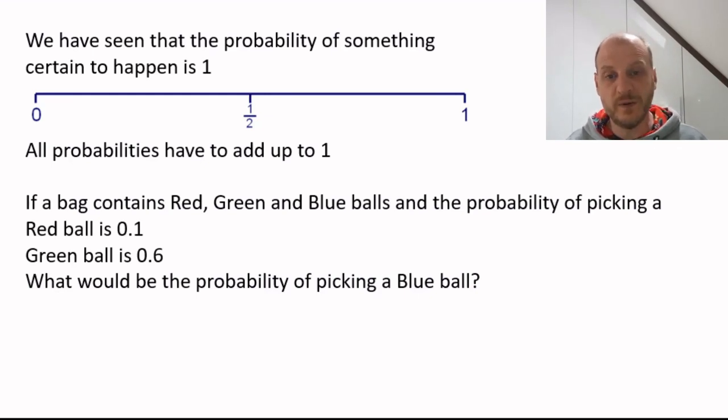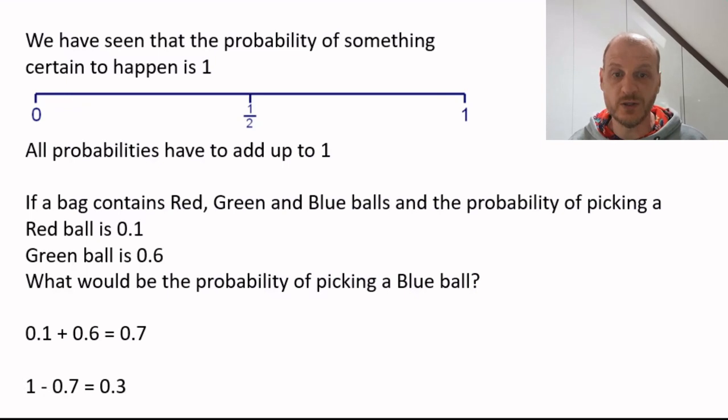So the probability of picking a red or a green, we're going to add those two together, so that's going to be 0.7. And if all probabilities have to add up to 1, then we can work out the probability of a blue ball by just doing 1 take away 0.7, which is 0.3. And that's in general how these questions are done. They all need to add up to 1.